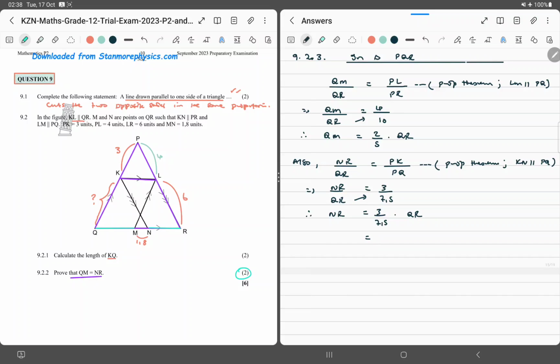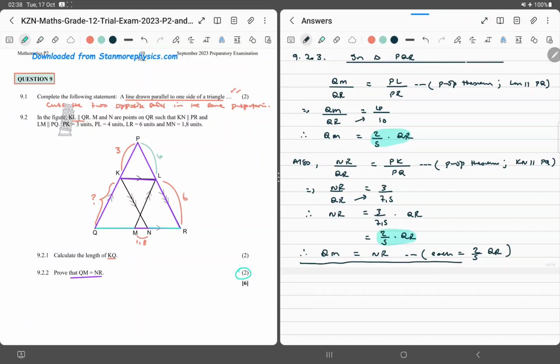Let's see what this is. 3 divided by 7,5 is 2 over 5. So this is 2 over 5 QR. So can you see? It's the same thing. So a little bit of planning. We can therefore decide that QM is equal to NR. How do we know? Each is equal to 2 over 5 QR.